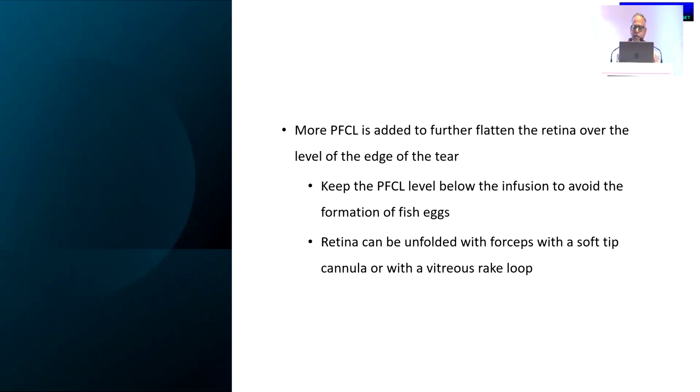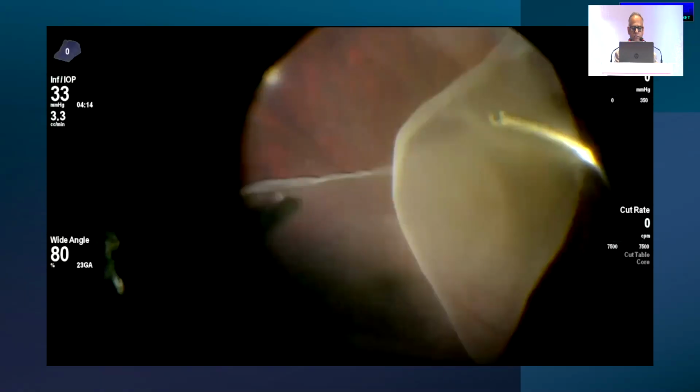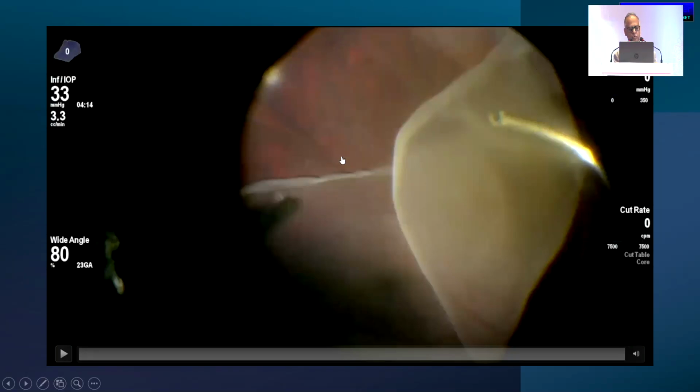The retina can be unfolded with the forceps or with your vitreous cutter. All of the anterior flap and vitreous need to be thoroughly removed, especially in all possible places where vitreous may remain. This is a case of giant retinal tear.